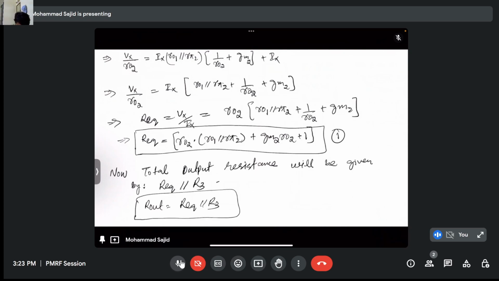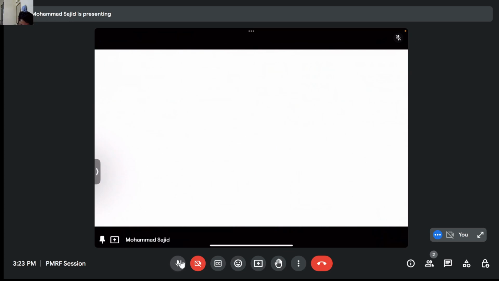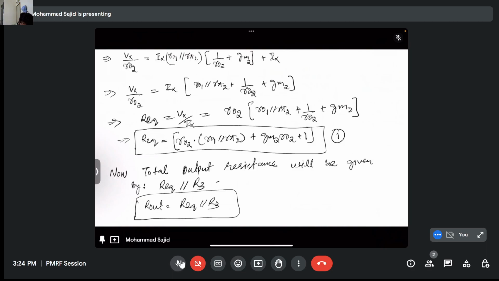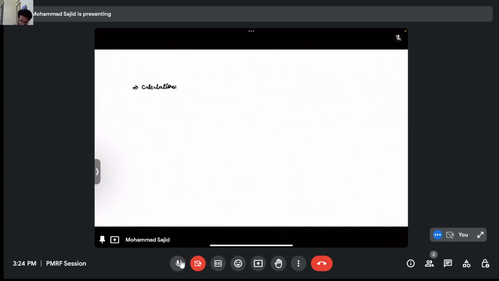So now there are different parameters, resistances, which are unknown right now. So we need to calculate these, right? So calculations. We need to find RO2, RO1, R pi 2, GM2, and R3 is given to us. So let's see.